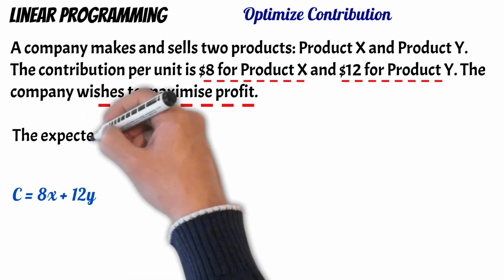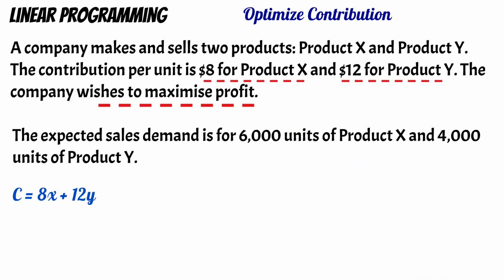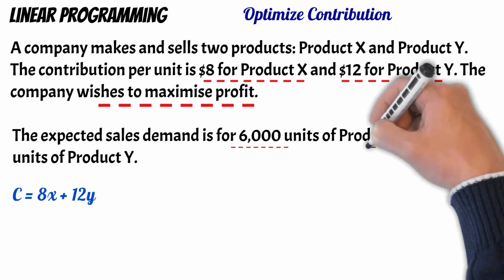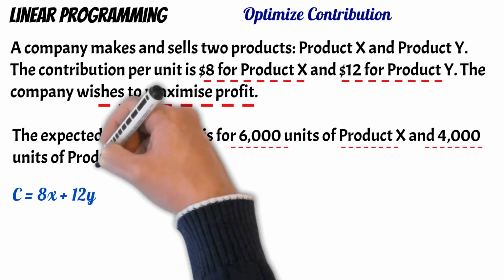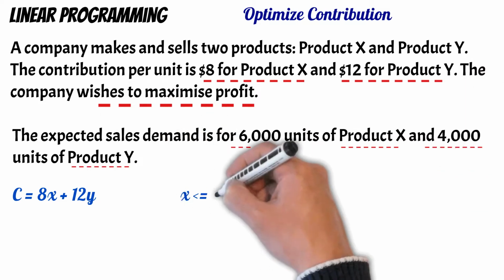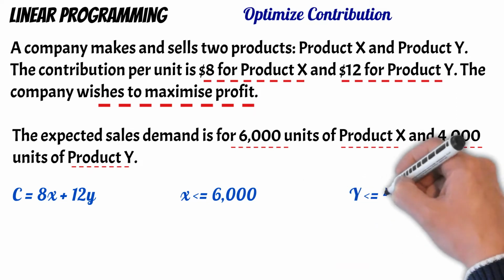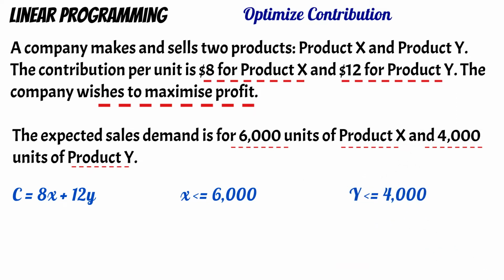Now comes the part about restraints. The company can only sell 6,000 units of X and 4,000 units of Y. You can convert that into equations. X should be less than or equal to 6,000 and Y should be less than or equal to 4,000.